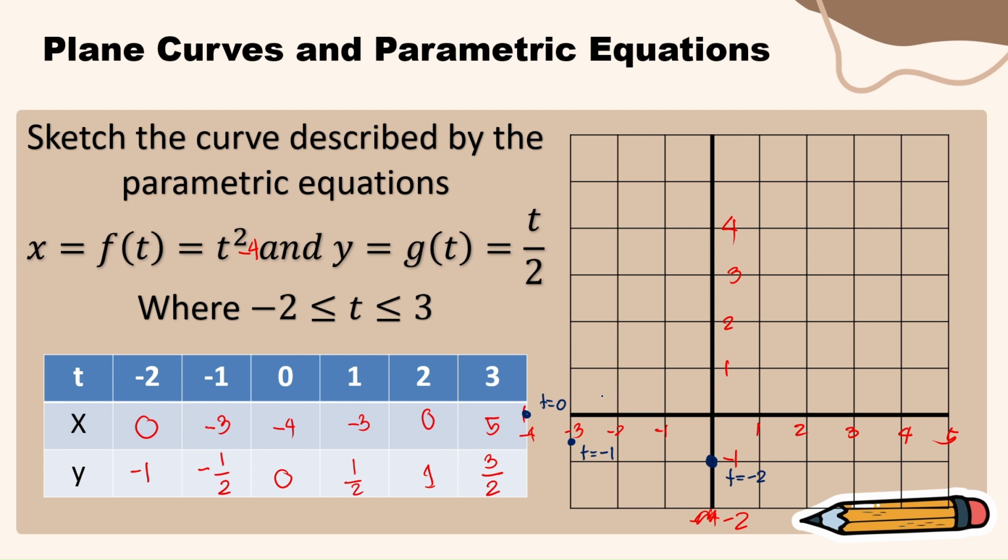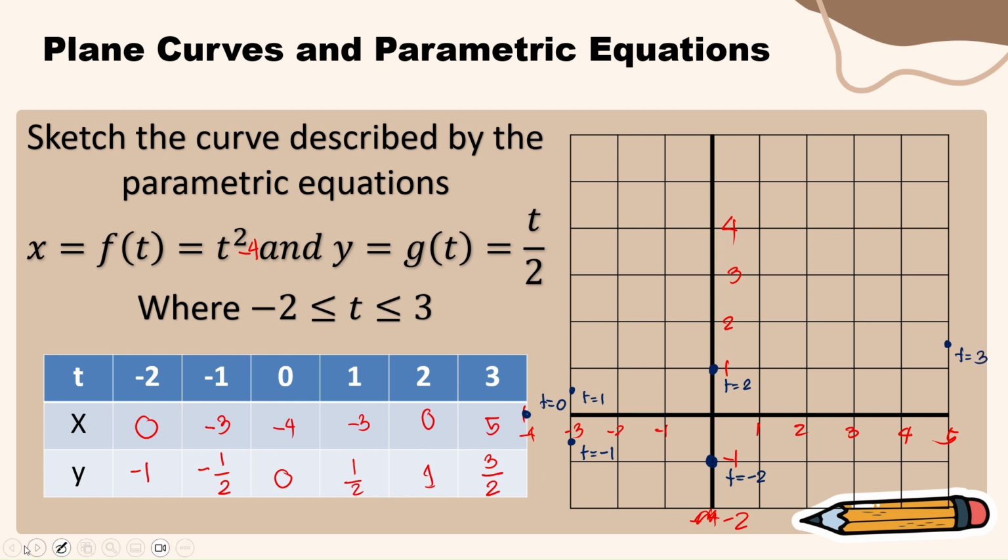If t is 1, our x is -3, then our y is 1/2. So located here. T is equal to 1. If t is 2, x is 0, then 1 naman yung y natin. T is 2. Then if t is 3, our x ay 5, located here. Then our y is 3/2 or 1.5. This is t is equal to 3.